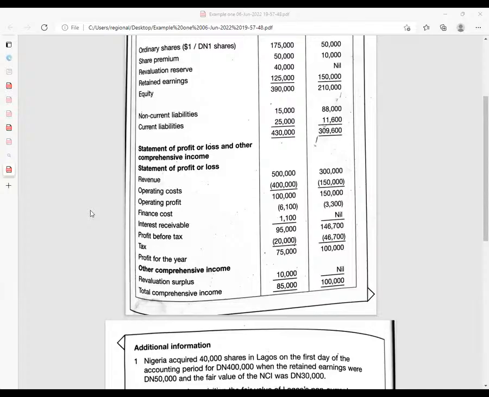So we have their revenue, right? We have their operating costs. Then we have operating profit. I'm just following everything there. I have finance cost. After that, I have interest receivable.